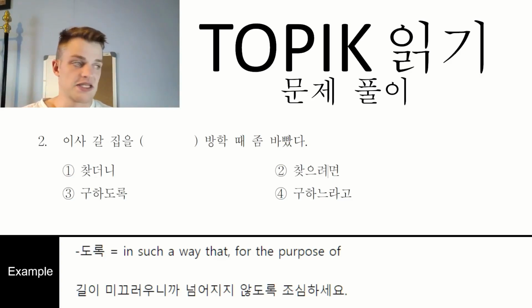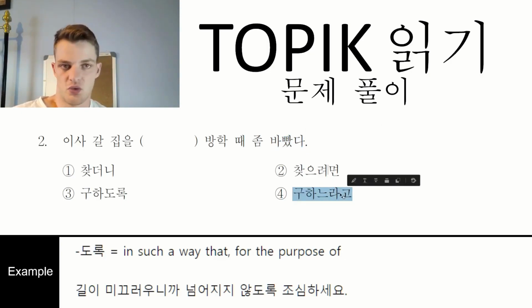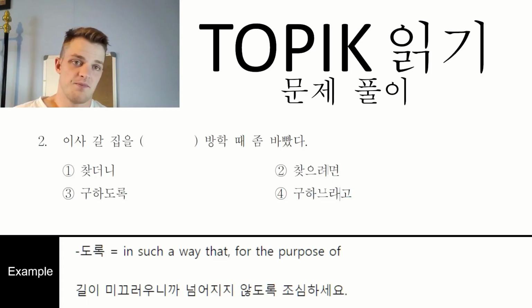And finally, the correct answer is 구하느라고. Now, this is quite an interesting ending, 느라고. It's very, very commonly used with the verb 바쁘다. So this means that it explains the reason why some other thing happens. So it's basically saying, I was busy in this sentence, and the reason that I was busy was because I was doing this. 구하느라고.